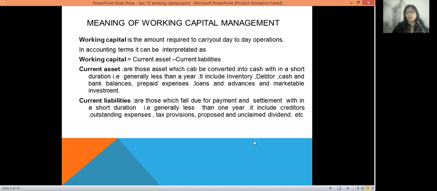Now what does it mean? Working capital means whatever you are having in your hand in the form of current asset, you have to deduct that from current liabilities, and the difference is working capital.